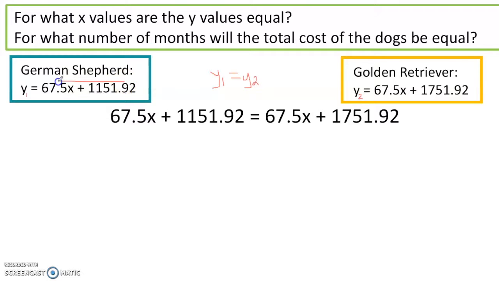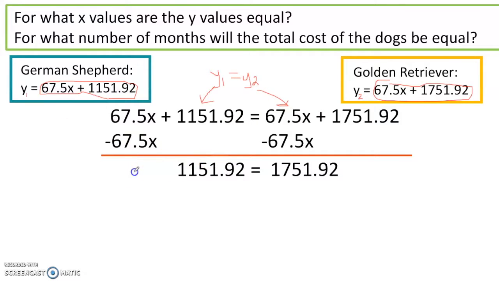And if y1 is equal to this expression, then I can go ahead and replace y1 with that expression. And if y2 is equal to this expression, then I can replace y2 with this expression. And then I'm going to solve this algebraically. Solve for where the y values are equal. So I'm going to start by subtracting 67.5x from each side.